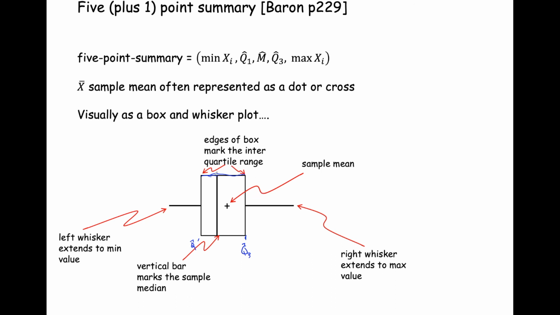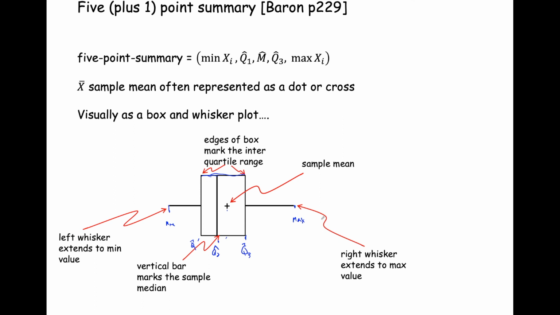This vertical bar here represents Q2 hat, which is the sample median. Here's the sample mean, that's the plus sign. And if we take this and project it down, you can identify the value for the sample mean. The left-hand whisker extends out to the minimum value, and the right-hand whisker extends out to the maximum value. Together, all of these tell you about the shape of the distribution.